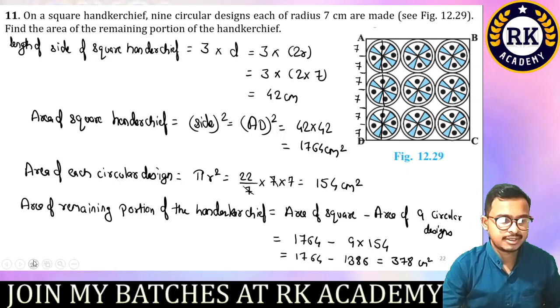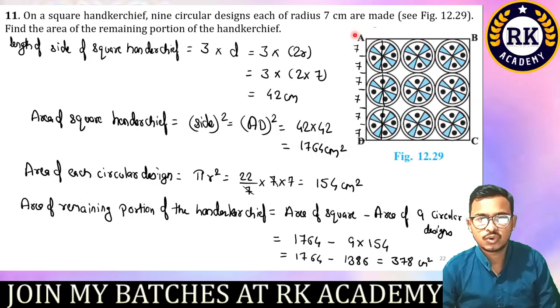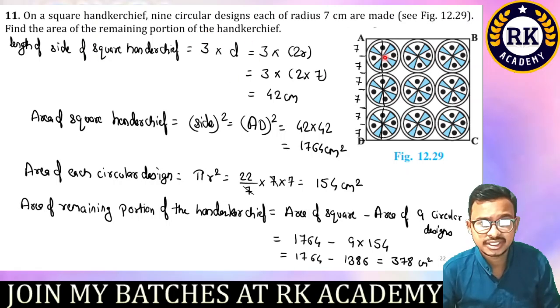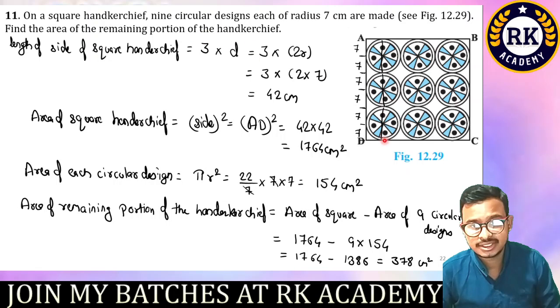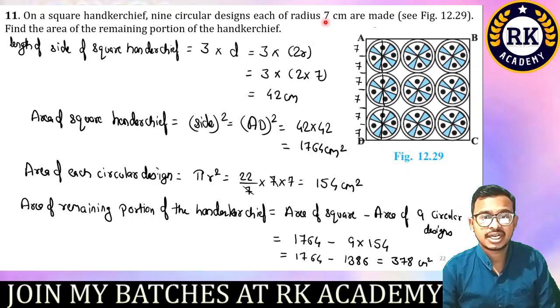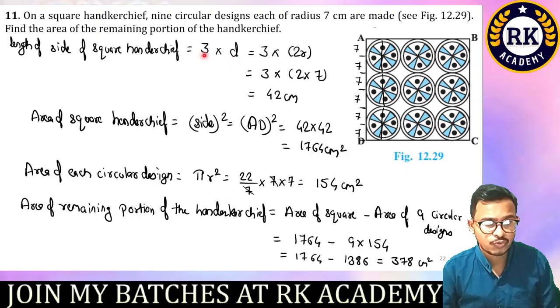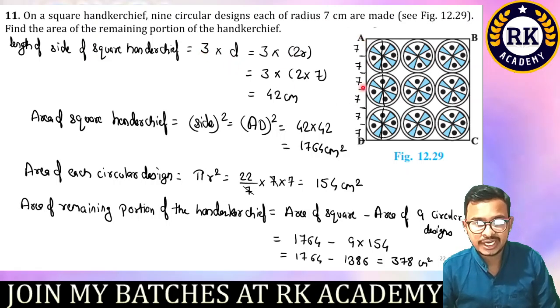So how was the question? Very easy, nothing much. What was not given in the question? Only AD was not given. How did we find AD? AD is representing 3 diameters of this circle and this circle. What is the measure of one diameter? So the radius is 7 centimeter, so one diameter becomes 14. So 14 times 3 is 42. So AD is 42.